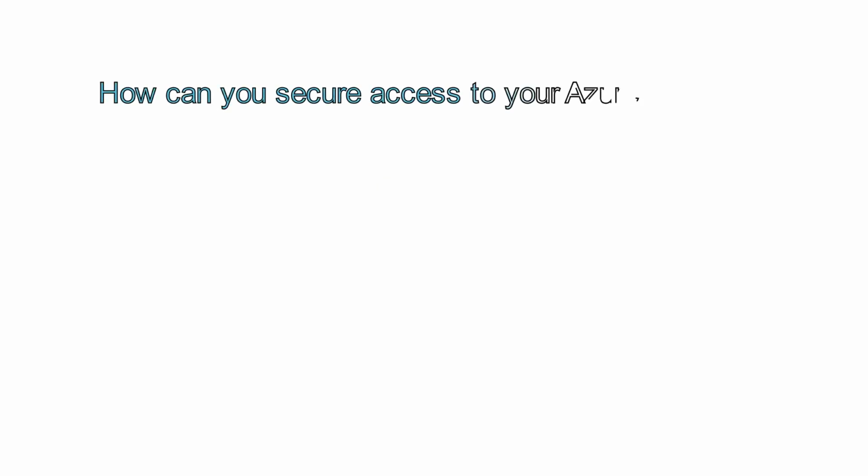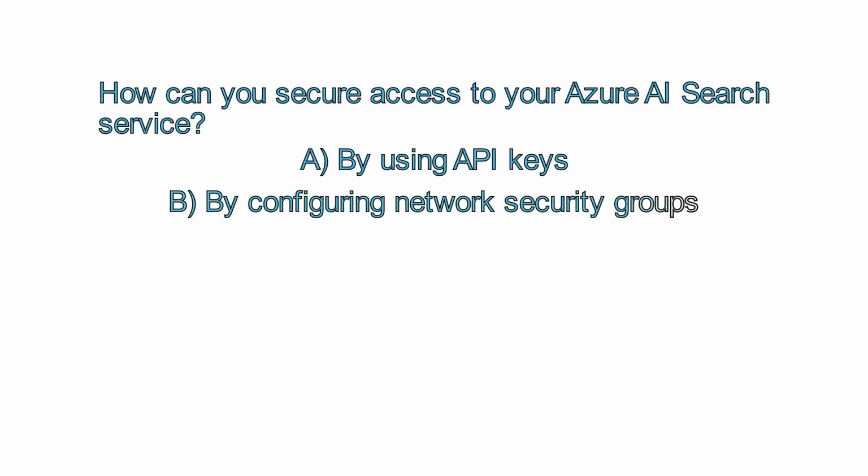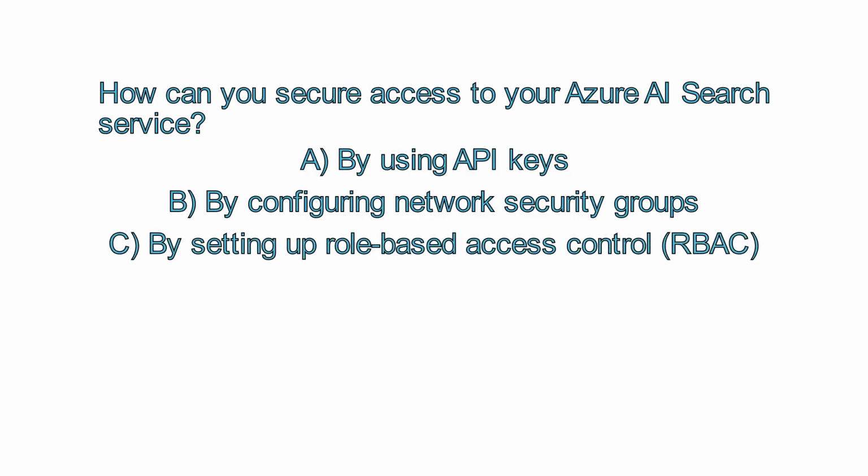How can you secure access to your Azure AI Search service? A. By using API keys. B. By configuring network security groups. C. By setting up role-based access control. D. All of the above.